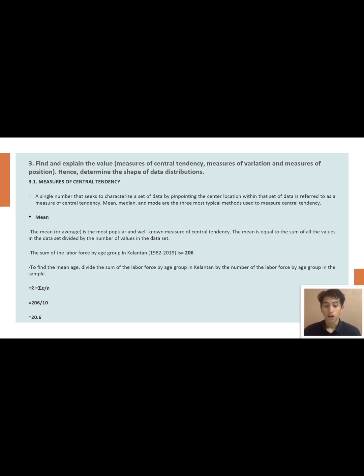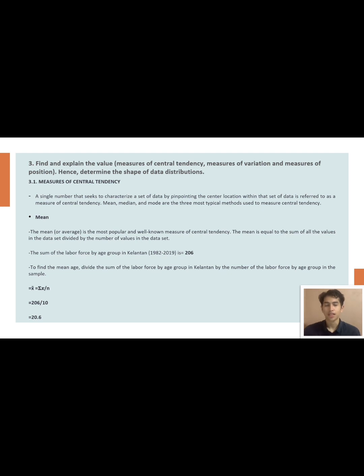Mean or average is the most popular and well-known measure of central tendency. The mean is equal to the sum of all the values in the data set divided by the number of values in the data set. The sum of the labor force by age group in Kelantan from 1982 until 2019 is 206. To find the mean age, we divide the sum of the labor force by age group in Kelantan by the number of the labor force by age group in the sample.